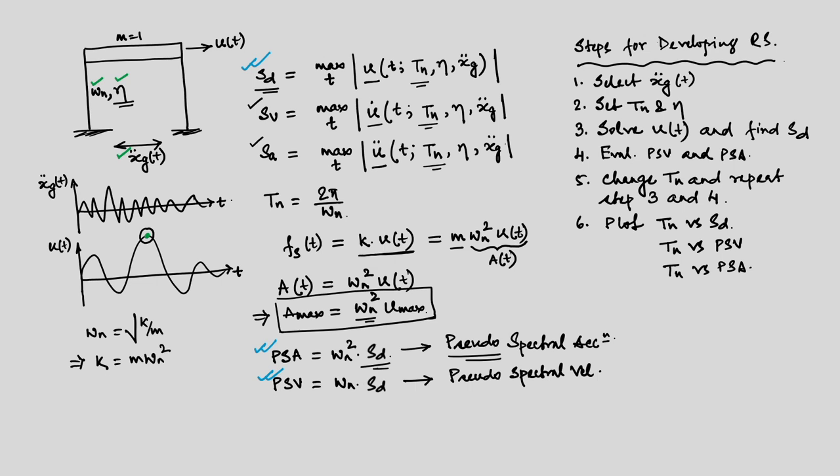But once this analysis is done, you see what we have. We have the maximum value of the response, it may be displacement, velocity, acceleration, for different values of Tn, that is the time period, and the damping. So, once we develop this for a given acceleration, then the moment we go for design, we do not need to solve the time history response again and again. We can use this information and straight away go to the design.